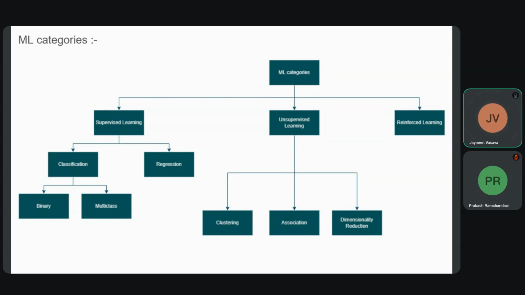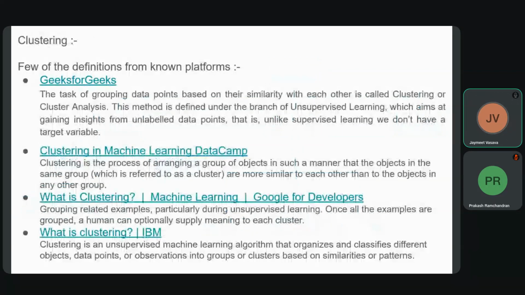We'll start by discussing a few of the definitions from some of the popular platforms for learning. We'll start with the GFG, or GeeksforGeeks, definition of clustering. The task of grouping data points based on their similarity with each other is called clustering or cluster analysis. This method is defined under a branch of unsupervised learning, which aims at gaining insights from unlabeled data points. That is, unlike supervised learning, we don't have a target value.